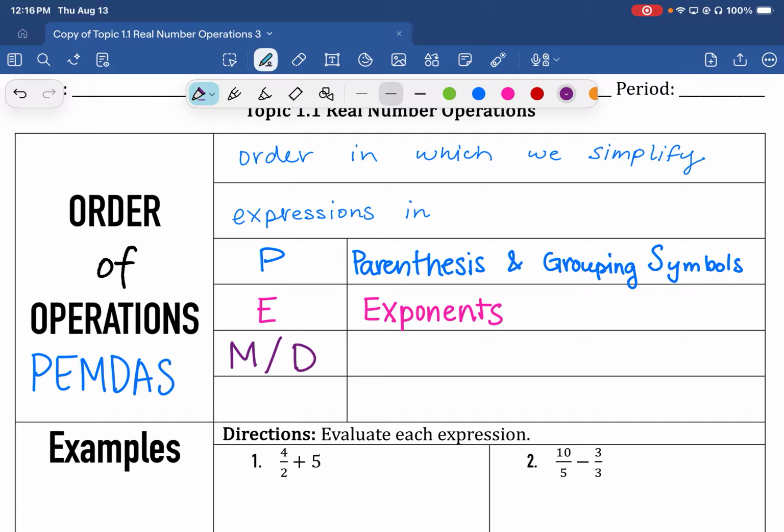Multiplication and division. Okay, it goes from left to right. It doesn't matter which order it goes in. You go left or right. And I want to take a second to talk about why.